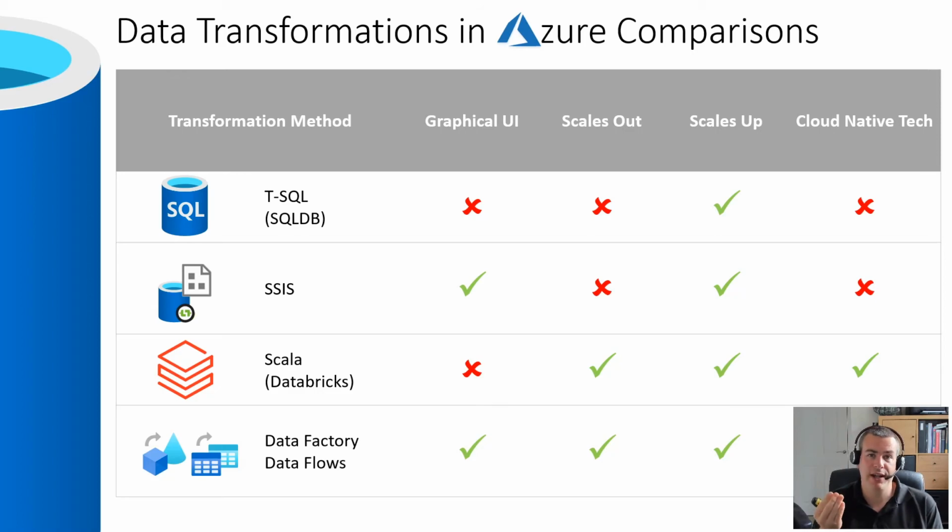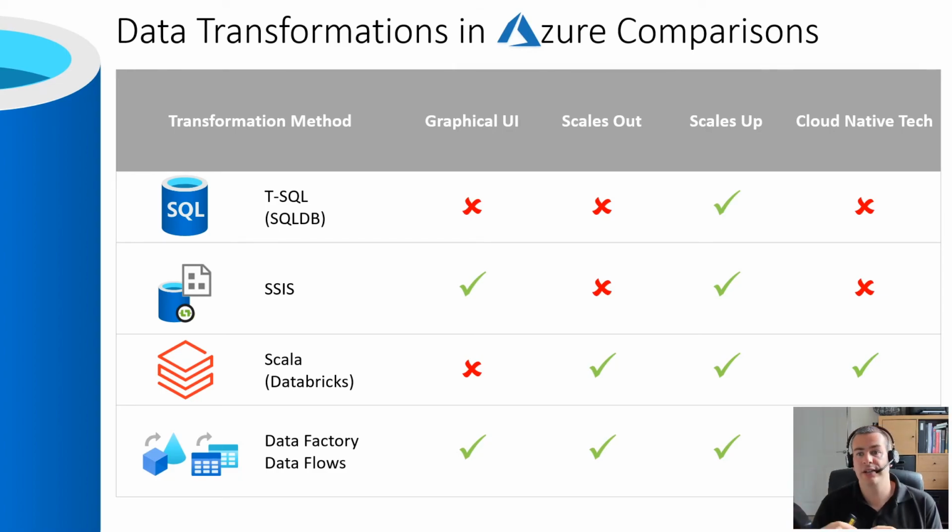And that SQL DB as a PaaS resource is only going to scale up. It is not going to have distributed storage. It is not going to have distributed compute. Even with the hyperscale tier, you're only going to get read-only nodes for that SQL DB. So, given these ticks and crosses, this is the argument I want to make here for using mapping data flows. We do get that graphical UI where we can build things, and we do get the capability to both scale up and scale out that compute using that cloud native tech.